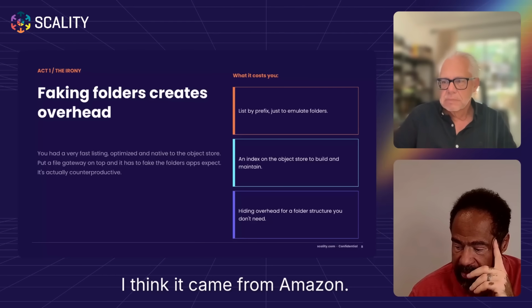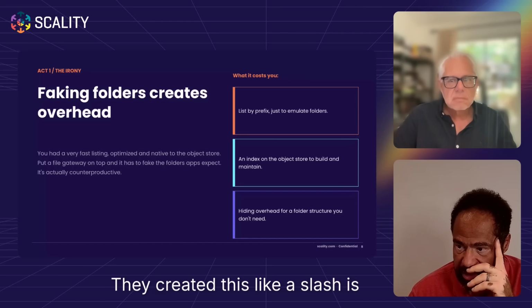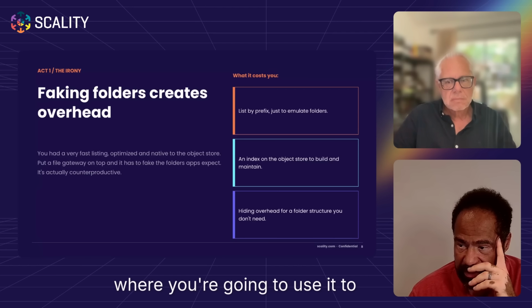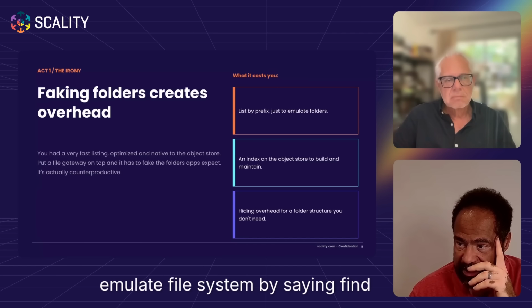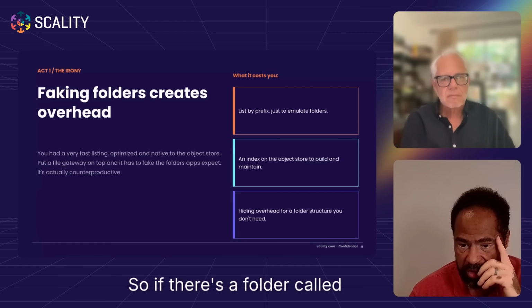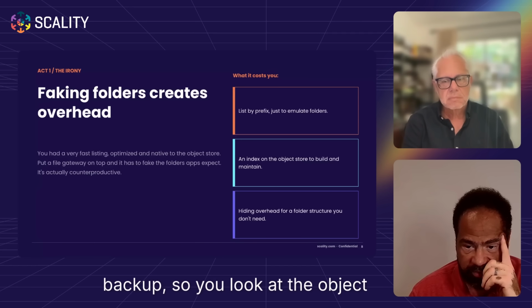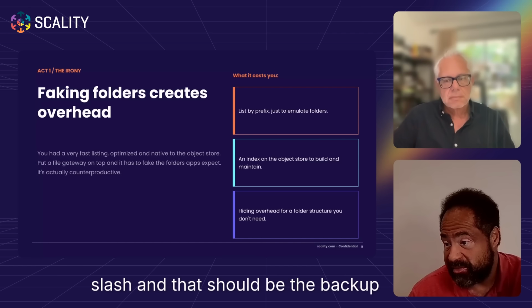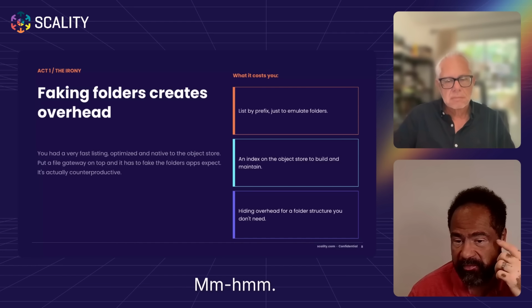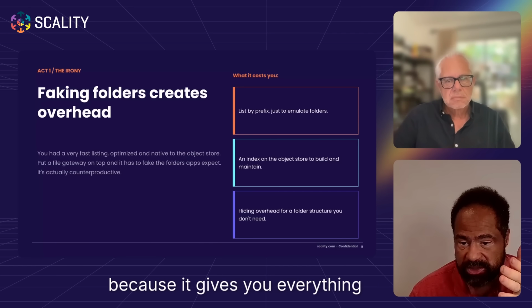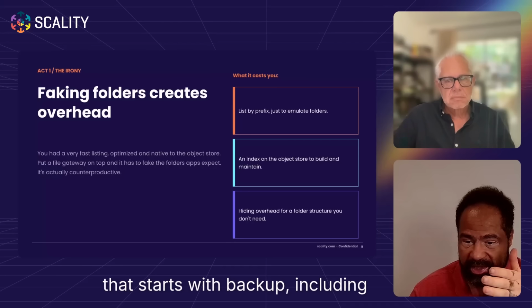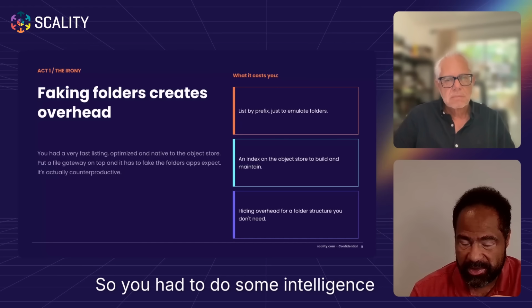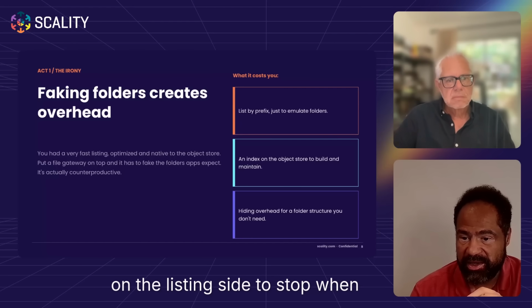So I think it came from Amazon. They created this idea where a slash is like a folder, right? And now you have this search by prefix, which you use to emulate a file system. So if there's a folder called backup, you look at the object store and say, give me everything that starts with backup slash, and that should be the backup folder, right? But that is going to send you much more data, because it gives you everything that starts with backup, including the subfolder and the subfolder and the subfolder, right? So you had to do some intelligence on the listing side to stop when you need to.